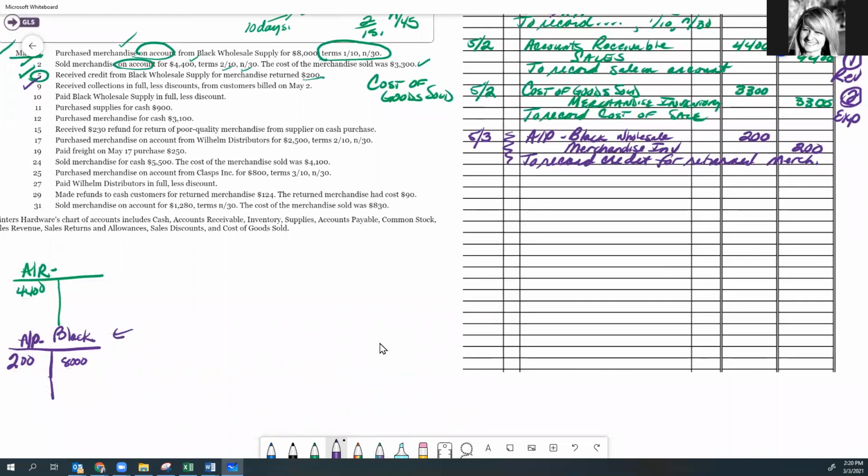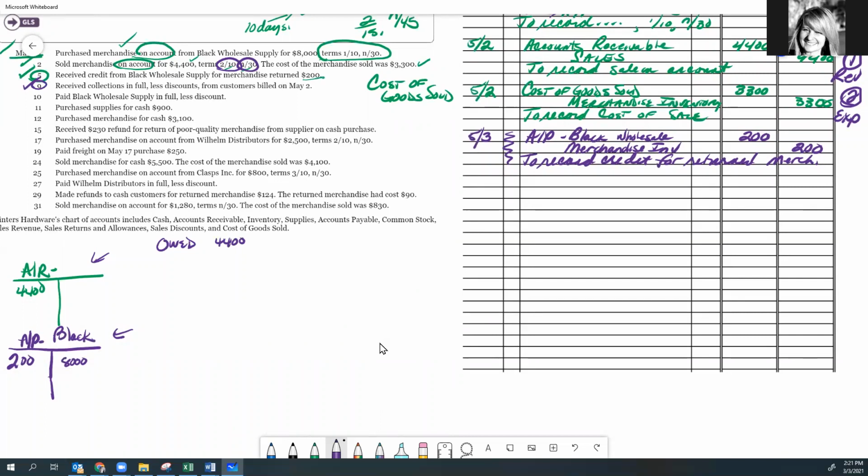So we are collecting from this customer right here. And so they are paying on May 9th within their 10-day discount period. Remember, their terms were 2/10, net 30. So they're paying within the discount period, so they're going to be able to take a 2% discount. So the way that we do this is the amount that's owed to us is $4,400.